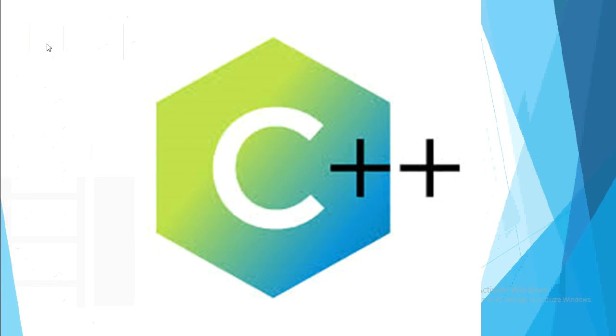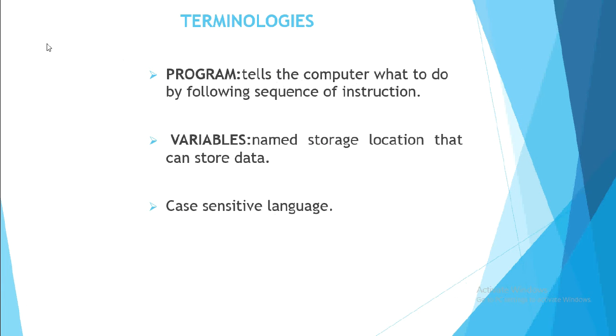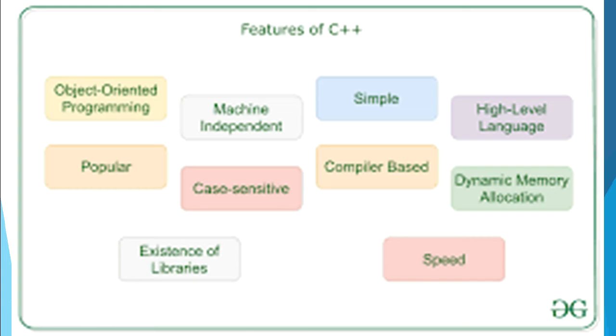Terminologies of C++. The very first thing that comes to mind is a program. When we say we want to write a C++ program, we are actually telling the computer what to do. We are writing some instructions or lines in our software and telling it what to do. Then there are variables, which means we are storing values somewhere in the computer's memory. And this programming language is case sensitive. If we write everything in capital letters and then in small letters, they are both different. We'll be covering more about variables.